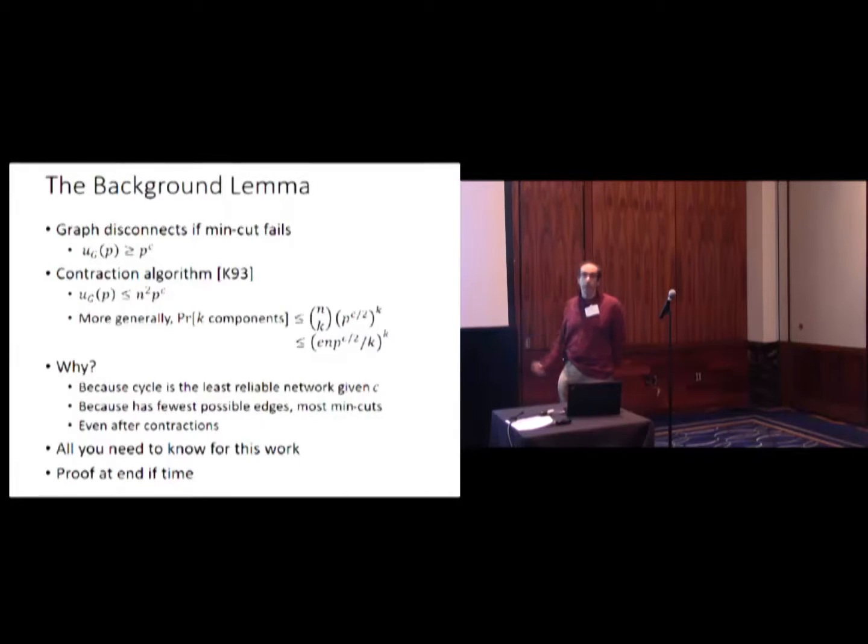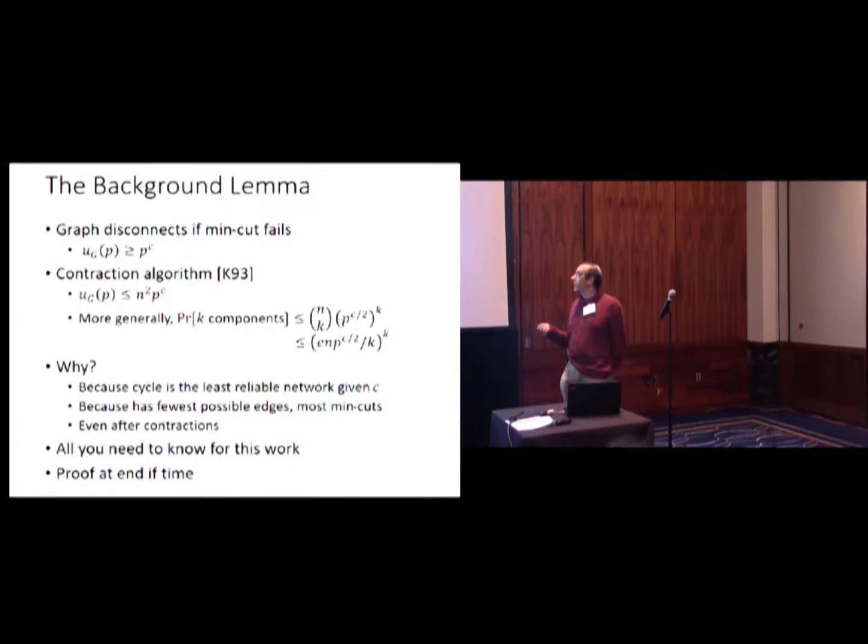which you'll notice matches up at an interesting threshold for reliability. And the reason for this, intuitively, is that the cycle is the least reliable network for a given minimum cut. It has the fewest possible edges, the most minimum cuts, and furthermore, even after you contract some of those edges, it still has the fewest possible edges of any graph. So it has the sparsest minors. And that means that it is the most likely network to fail.